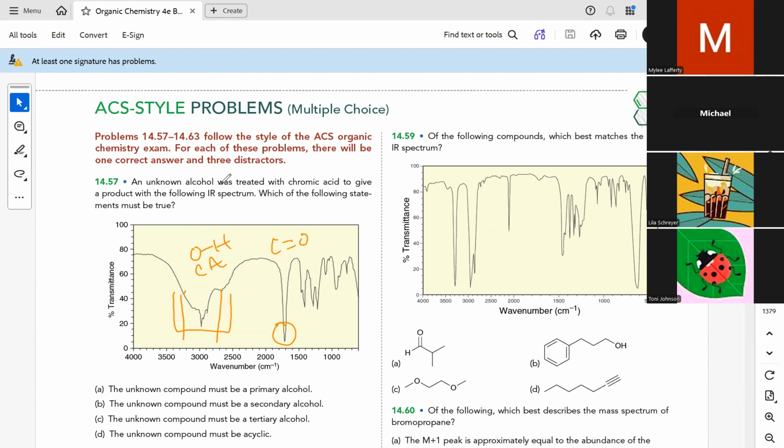Oh, I apologize, guys. So we're asked here, this is the IR spectrum of the product. I didn't read the question, so don't do what I did. We have an unknown alcohol, my starting material, and it's treated with chromic acid. So it's going to oxidize fully to a carboxylic acid. So we must have had as our unknown compound a primary alcohol to begin with. This is a retrosynthetic type of analysis. Again, we're going to treat whatever that primary alcohol is with chromic acid. We would fully oxidize that to a carboxylic acid shown here.